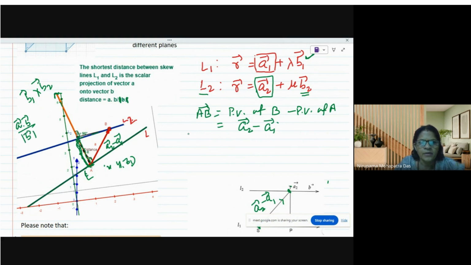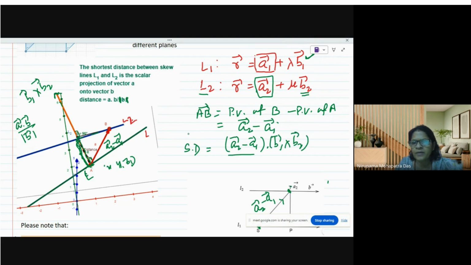Here, the line of shortest distance, I can write it as SD, is the projection of A2 minus A1 on B1 cross B2 vector. So applying the scalar projection formula, we have A2 minus A1 dot B1 cross B2 divided by magnitude of B1 cross B2. Fine. So distance can't be negative, so we can just put the modulus sign here.